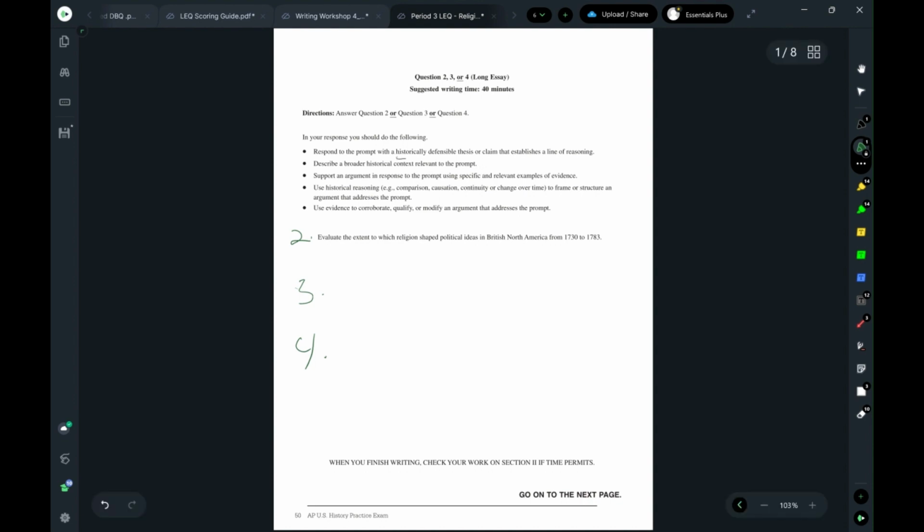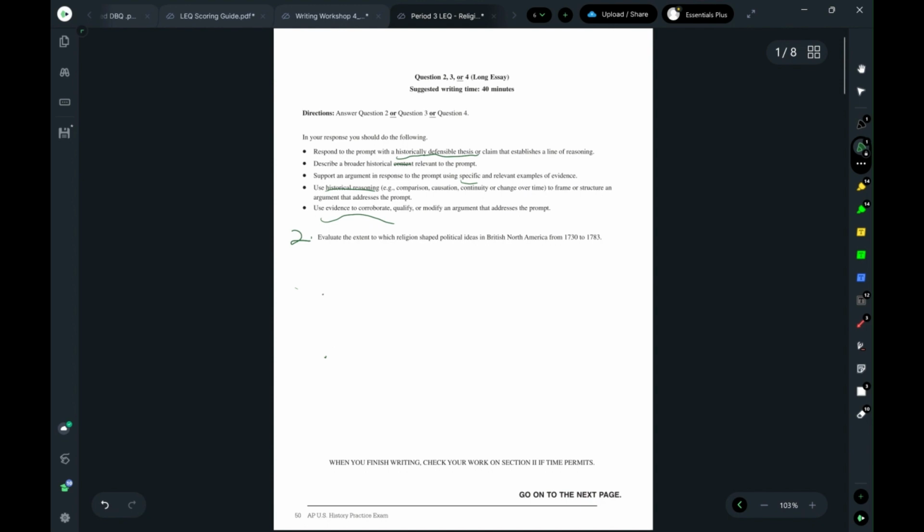Respond with that historically defensible thesis, context, argument, response to prompt using specific example, historical reasoning, or it should say use evidence to corroborate, qualify, modify the argument, right? That's so what. So it's telling you what to do right there. It lays it all out. So I'm looking at this and it says evaluate the extent to which religion shaped political ideas in British North America from 1730 to 1783.